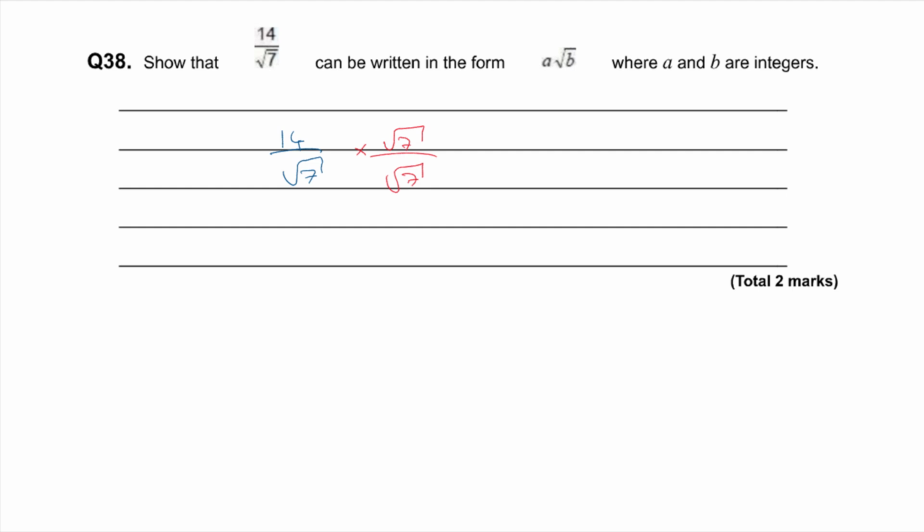and that has the effect of rationalizing the denominator, because root 7 times root 7 is 7. 14 root 7 goes on the top. So it's 14 root 7 over 7. Now you'll notice that 7 goes into the 14, so you can cancel that out, leaving you with 2. So my final answer then is going to be 2 root 7, which is in the form a root b as required, where a is 2, b is 7.